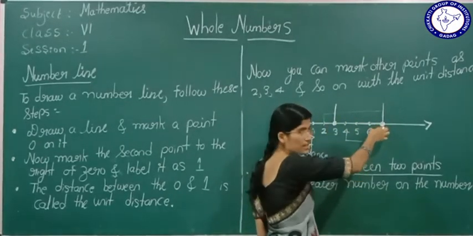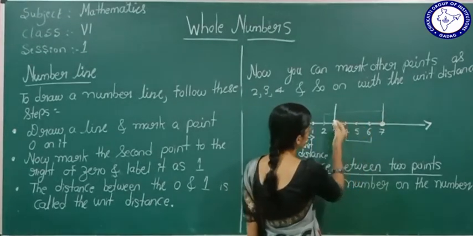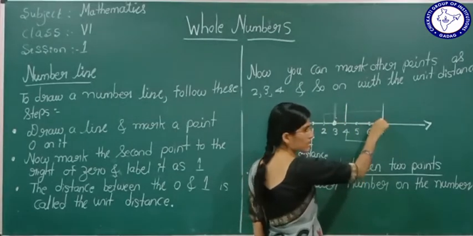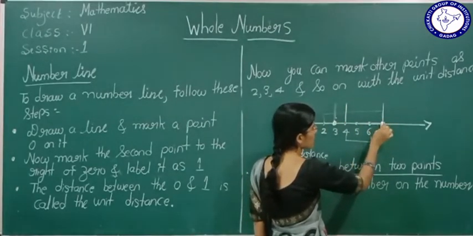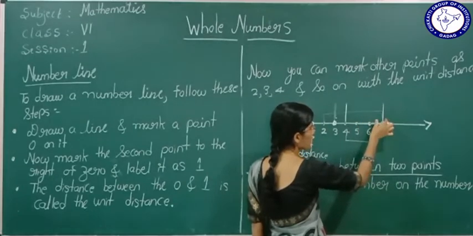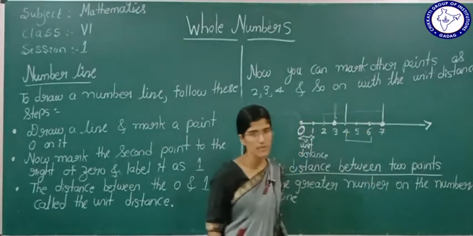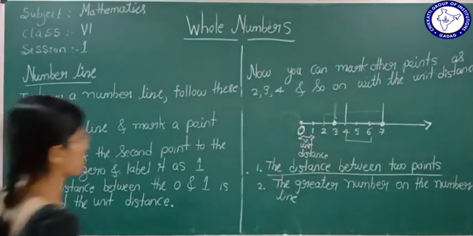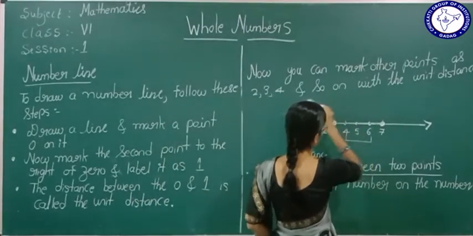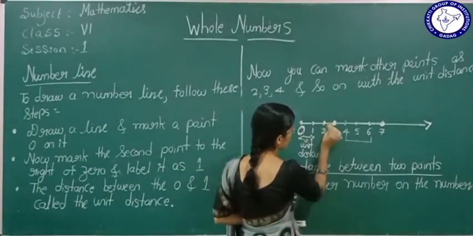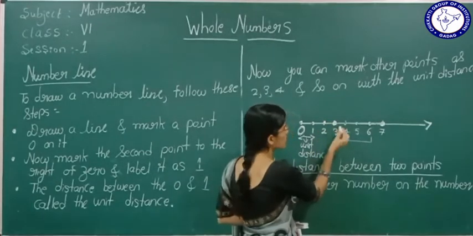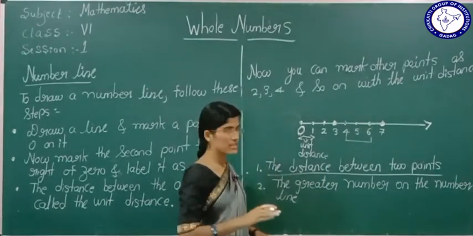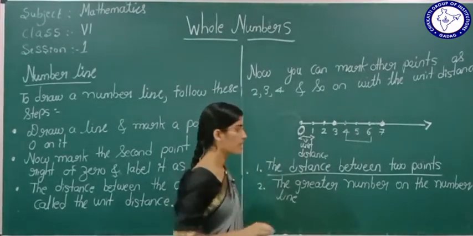Here 7 is greater. If I ask you which is greater, 4 or 7, you will tell 7 is greater because the number on the right is always greater than the number on the left. If I ask you whether 2 is greater or 3 is greater, which is greater? 3, because 3 is on the right of 2. What I am telling? The number on the right is always greater than the number on the left.